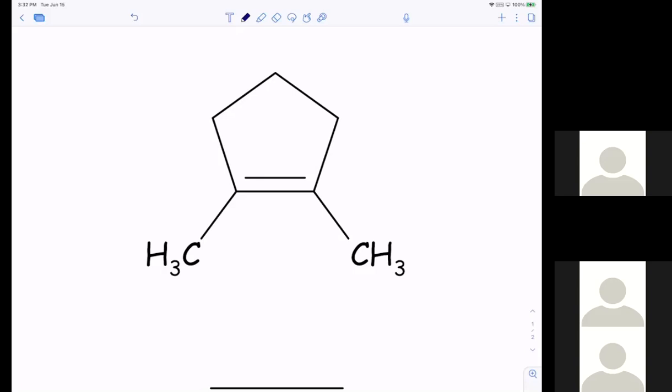Those three prefixes, ortho, meta, and para, are only used for aromatic compounds with benzene rings when the benzene has two branches. This is not a benzene ring, so you're not allowed to use that.